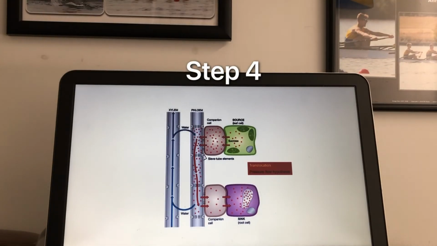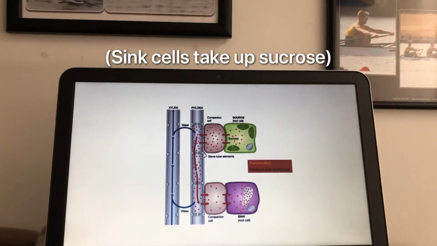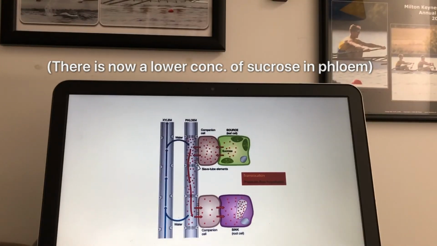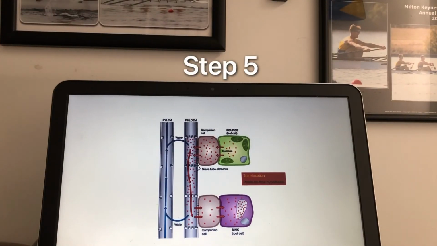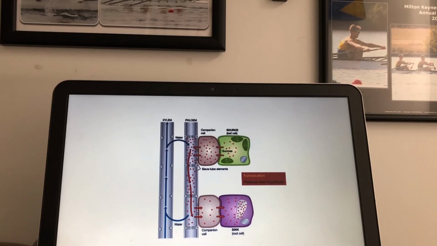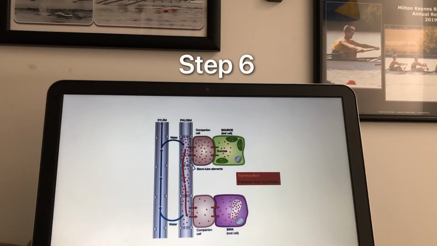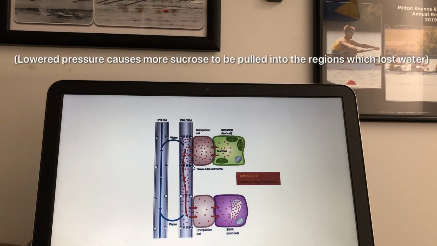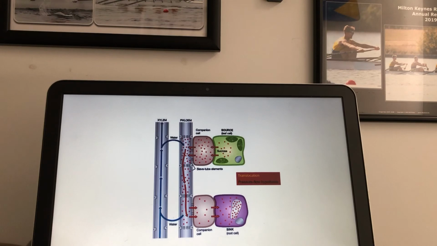As sucrose continues to be pushed down the sieve tubes, it will come past sink cells. Cells will take up sucrose, which results in a lower concentration of sucrose in the phloem. Because of this lower concentration of sucrose, water flows out by osmosis and into regions of higher solute concentration, as you can see just here. Finally, this loss of water decreases the pressure in the phloem, which causes the fluid to be pulled from higher pressure regions of the phloem to lower.